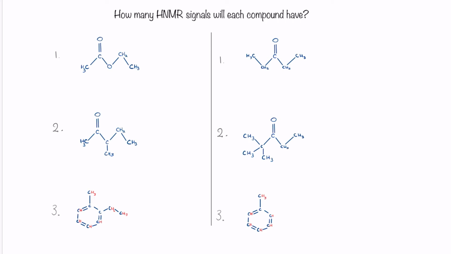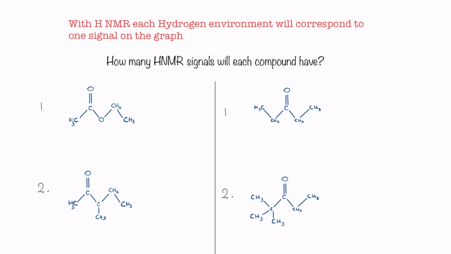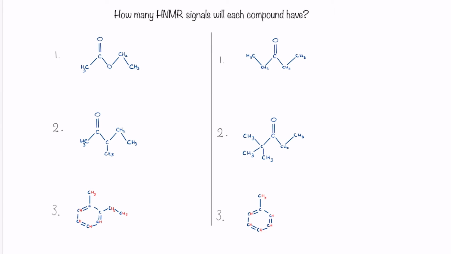Have you ever wondered how many signals a compound is going to have on the H NMR spectra? Well, this video will explain how. With H NMR, each hydrogen environment corresponds to one signal on the graph. Let's go ahead and see what we mean by that.